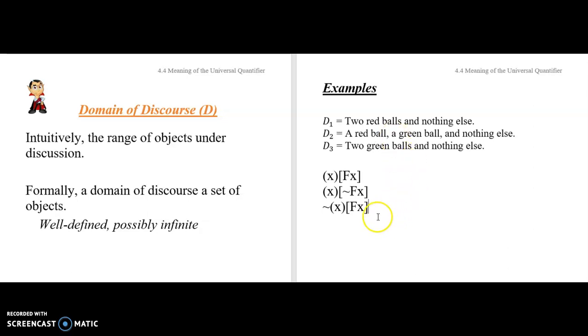Okay, hopefully you had a chance to do it, but let's just do it this way. Since this sentence is true on D1 and false otherwise, this sentence is going to be false on D1 and true otherwise. And I'm going to pick up the conversation of this particular sentence more in the next video. So look for video 4.4b.